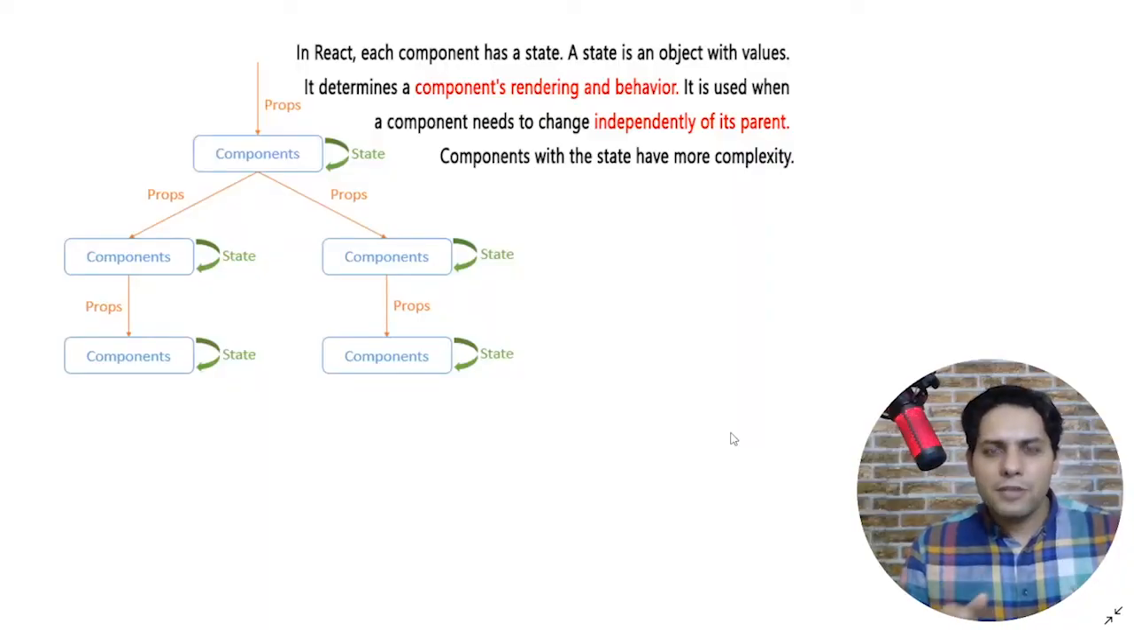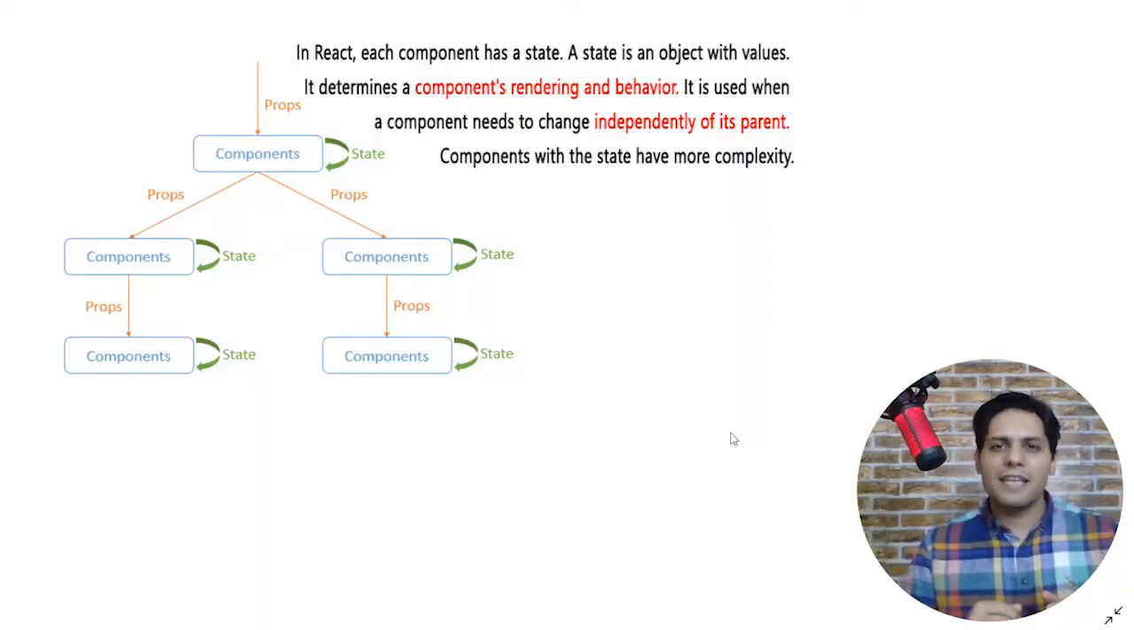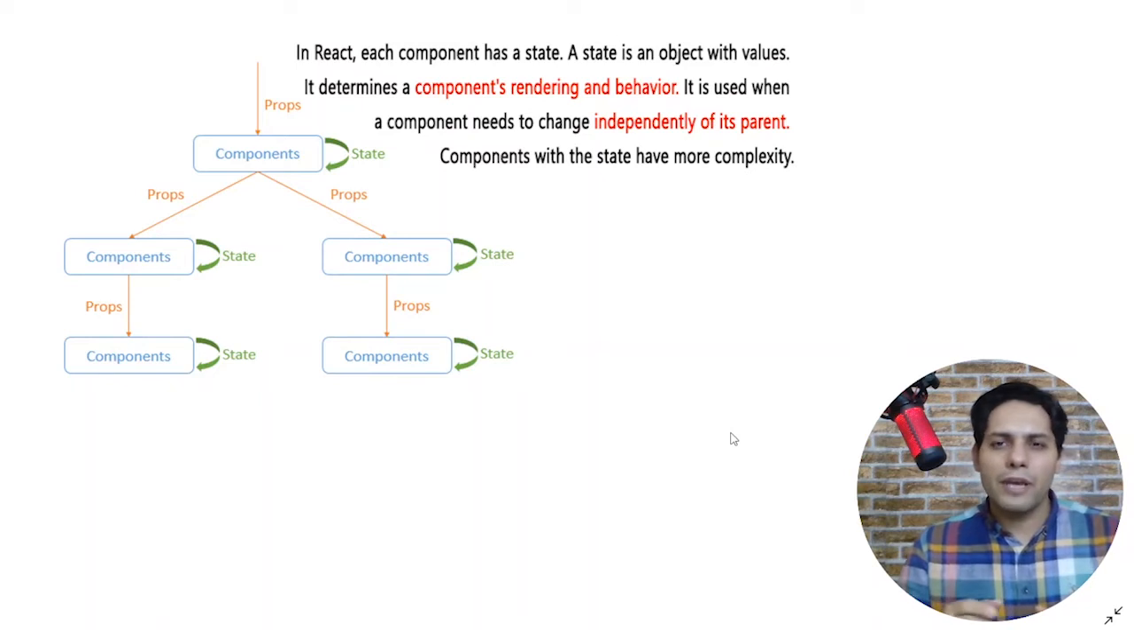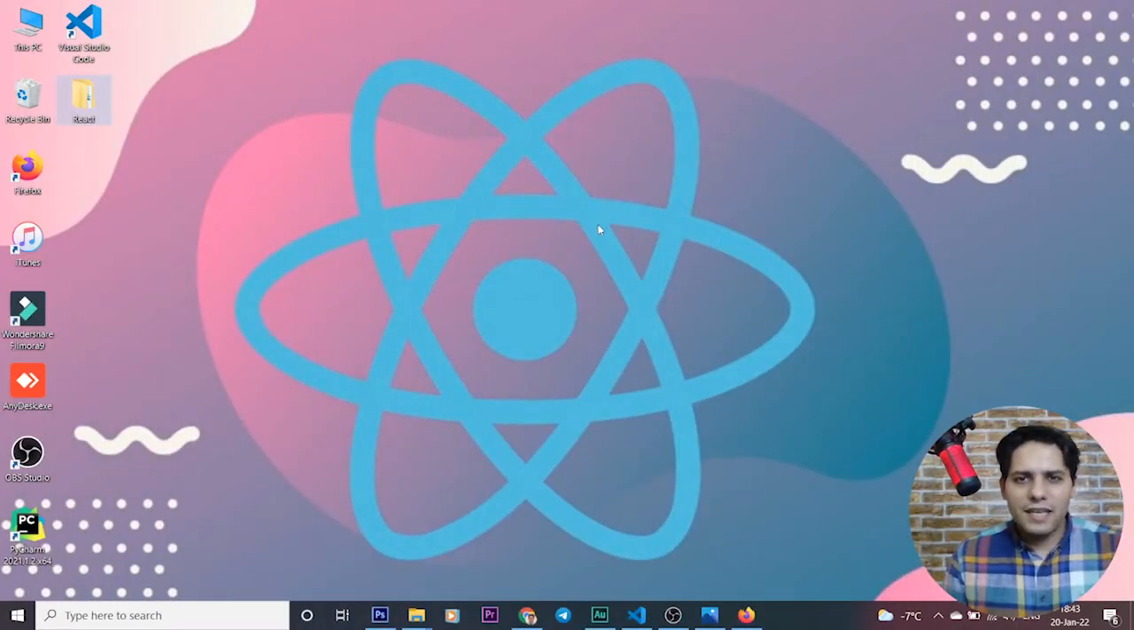In a short explanation of state in React, we can say that each component has a state, and a state is an object with values. States determine a component's rendering and behavior, and it is used when a component needs to change independently of its parent. And in total we can say that components with state have more complexity. Let's see a state in action.